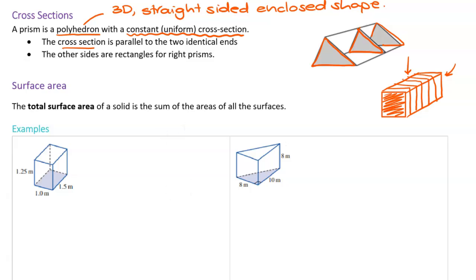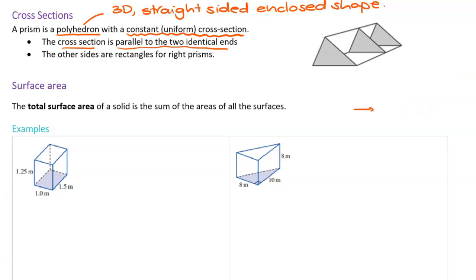It says the cross-section is parallel to two identical ends. So we've got, in this example, a square at the front, and at the back here, we've got the same size and shape square there. Same with this triangle. Here we've got a triangle at the front, a triangle at the end, and it doesn't matter where we took a slice in the middle, we'd always get that same size and shape triangle out.